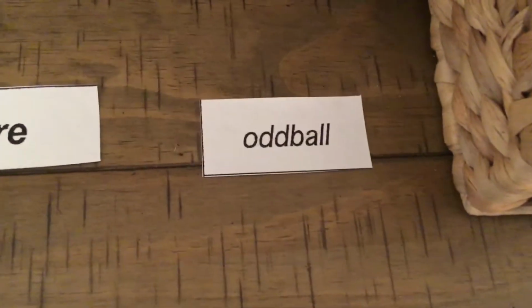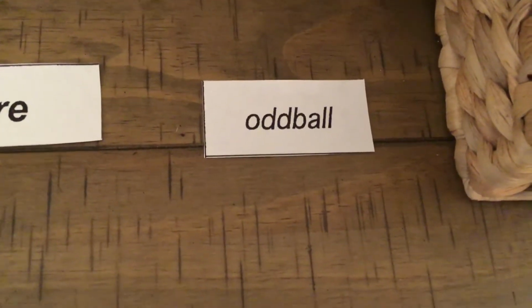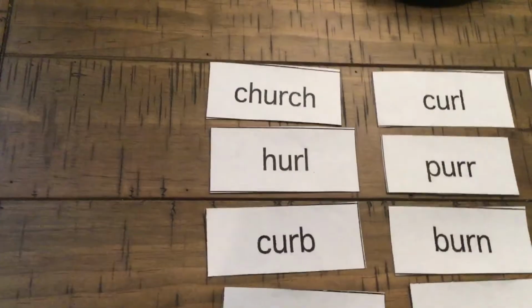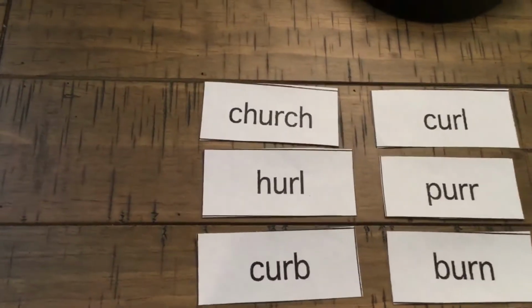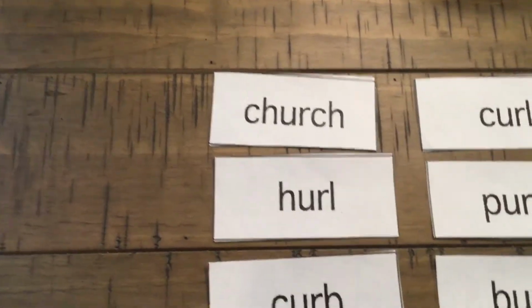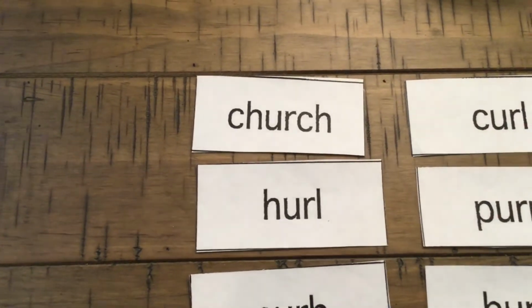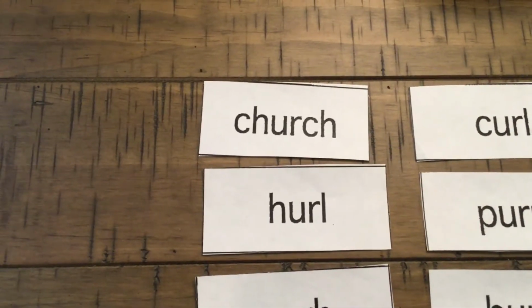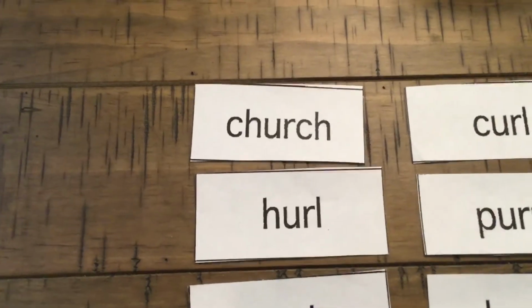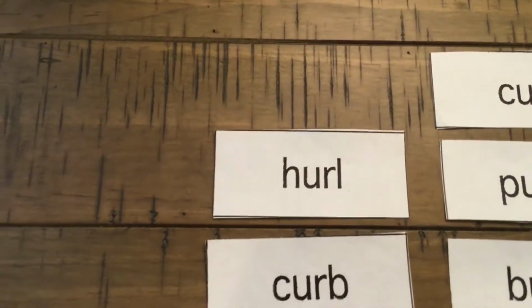And then we do have the oddball heading for any that look or that sound completely different this week. Coming to our examples, looking at the first row, first column, I see church. When I look at church, I see the UR. I also don't see any other vowels, just the U with the bossy R. Church goes with UR, so I'm going to move that one.